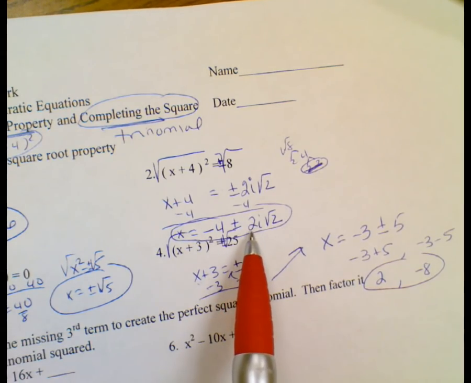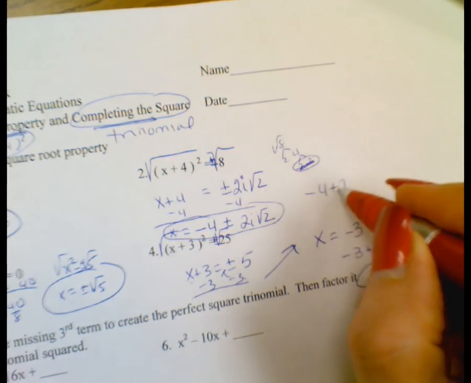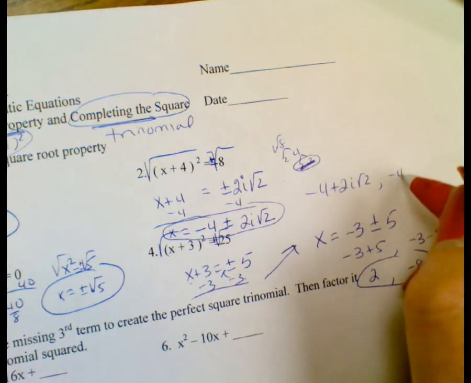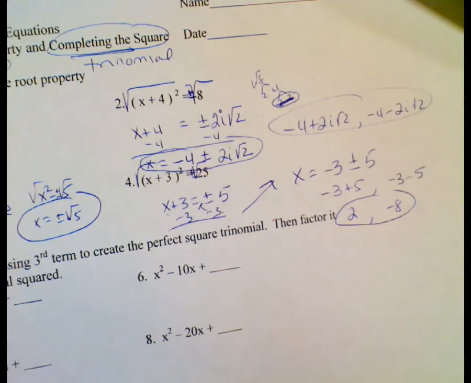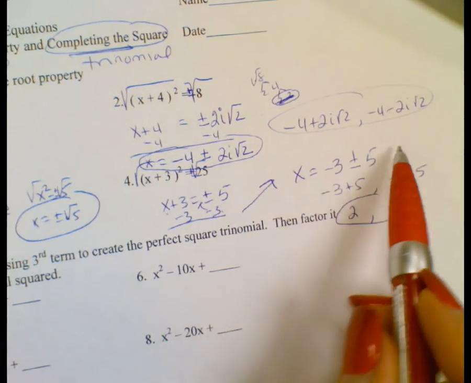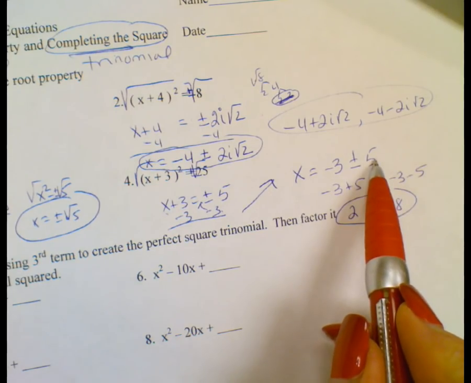And now if you wanted to separate, you could. You could write this as negative 4 plus 2i radical 2 and negative 4 minus 2i radical 2. You could write it like that if you wanted, but you don't have to. You only have to separate the plus or minus if this number right here is rational.